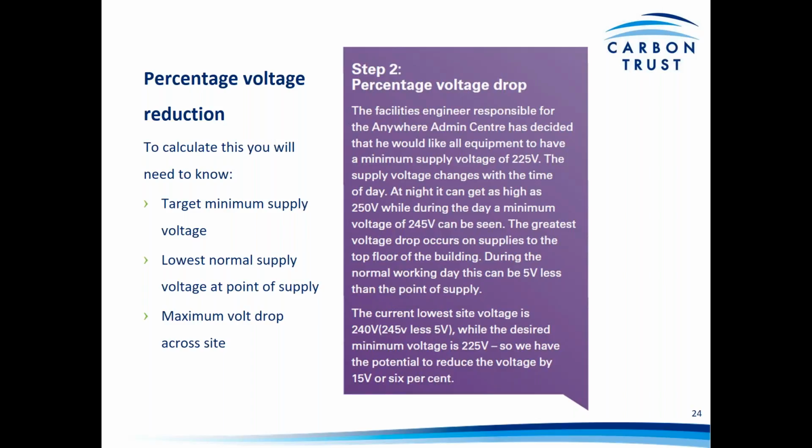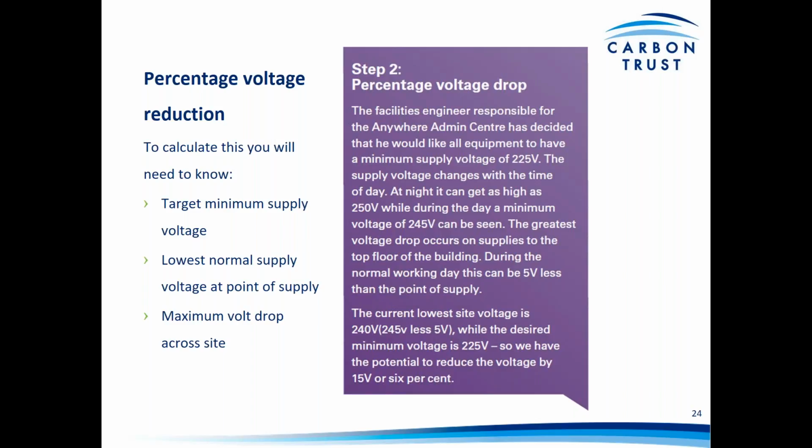So moving on to calculate the possible voltage reduction next. There are three key things that we need to know. We need to know the target minimum supply voltage, the lowest normal supply voltage at the point of supply, and the maximum volt drop across the site. From this information, we can calculate the percentage voltage reduction that could be achieved.